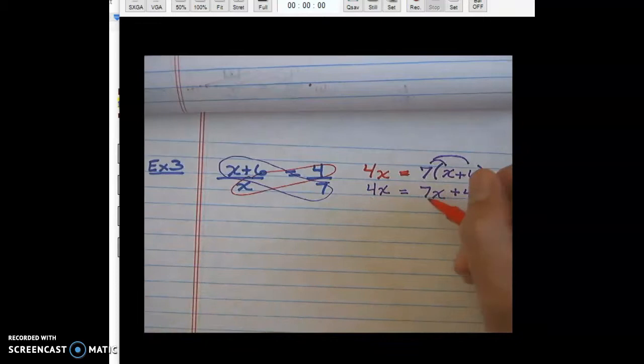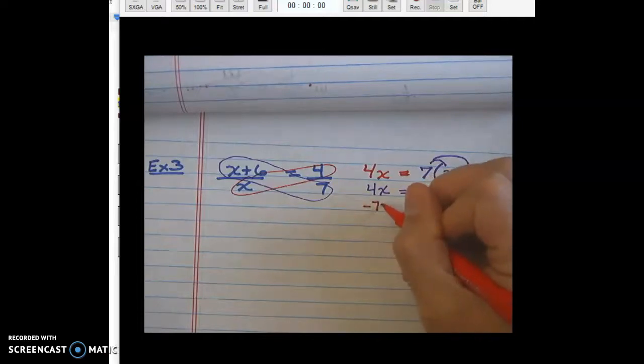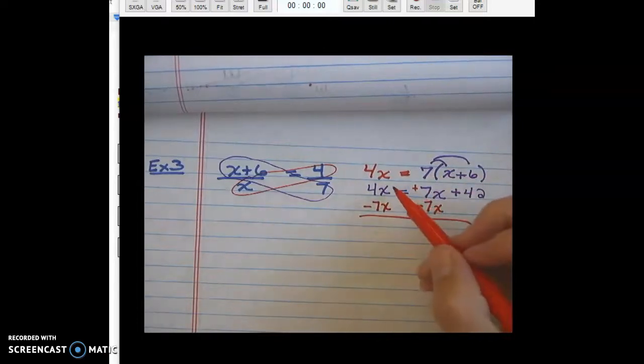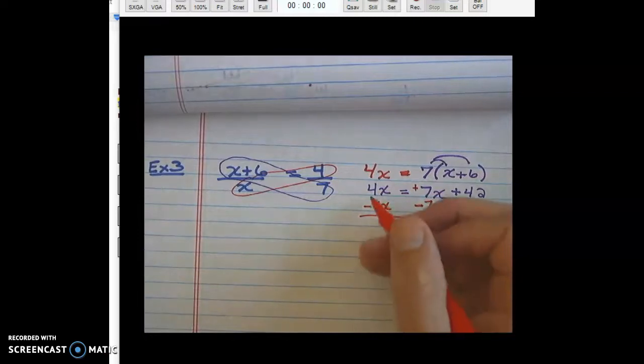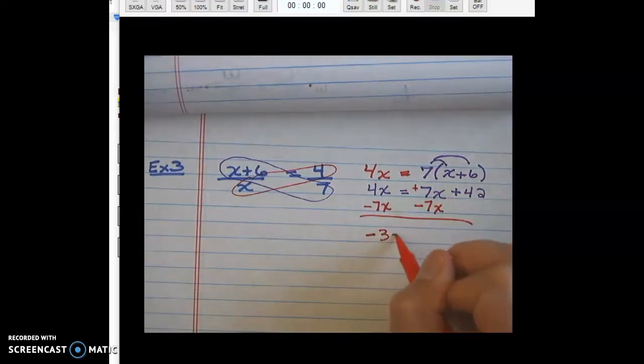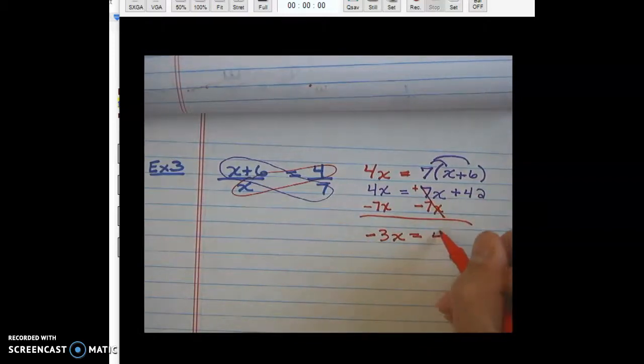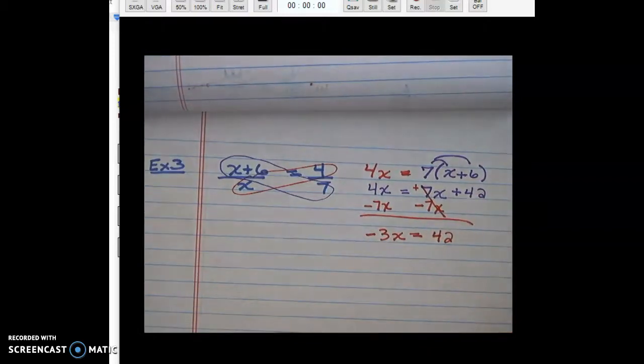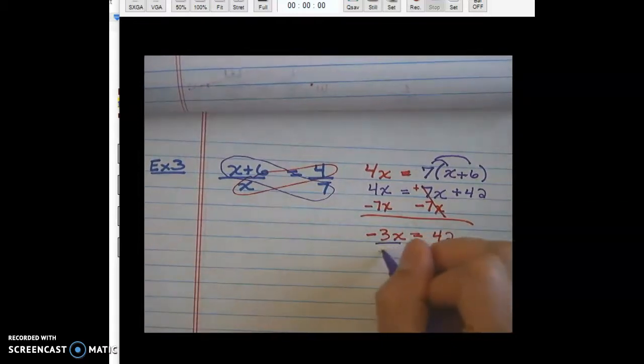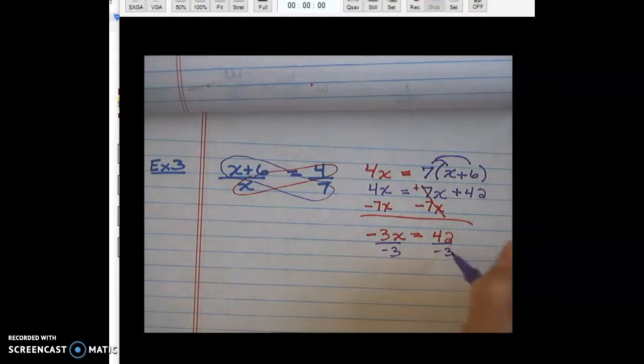So if I want to get rid of this x, so the x's are on the same side of the equal sign, I want to get rid of a positive 7x. So to get rid of a positive 7x, I'm going to subtract 7x. On my left-hand side, 4x take away 7x gives me negative 3x. On the right-hand side, the x is canceled out, and I get 42. At this point, I just have to divide by that negative 3. Dividing by negative 3 on both sides, I believe will give me a negative 14.